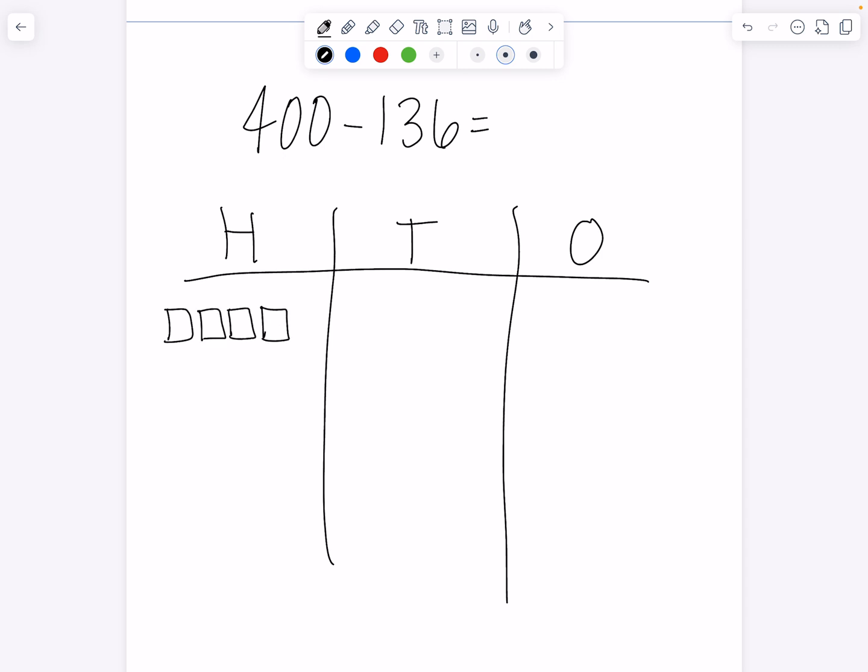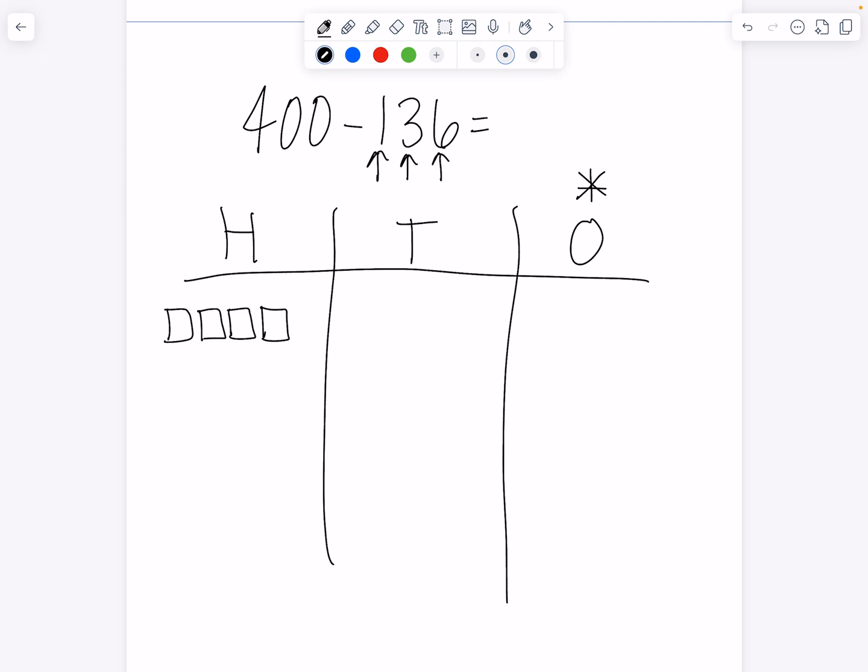All right, and I'm going to start in my ones place, and I've got to take away 6 from my ones, 3 from my tens, and 1 from my hundreds. I have to start in the ones place. Okay, I have to take away 6, but there's nothing here. 0 minus 6. I can't do it. There's nothing to take away. I'm going to have to do something here.